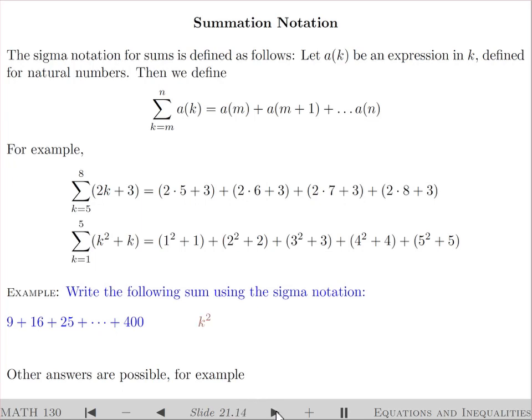So we will take the function to be k squared, and we are taking the sum, starting at 3 squared and going all the way to 20 squared. So in sigma notation, I will write this as the sum from k equals 3 to 20 of k squared.